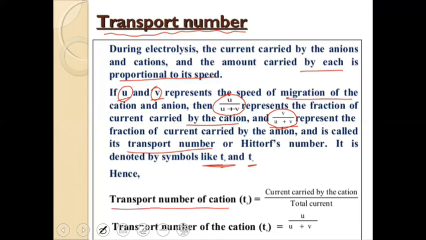Now we can write the formula. The transport number of the cation, T plus, is equal to the current carried by the cation divided by the total current. The current carried by the cation is U, and the total current is U plus V.